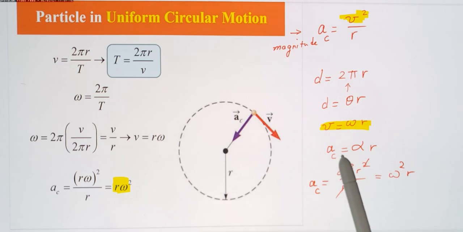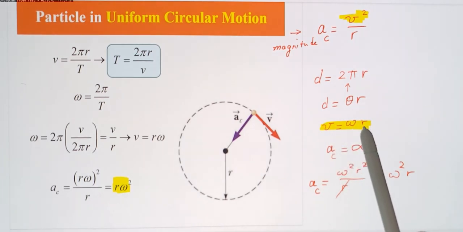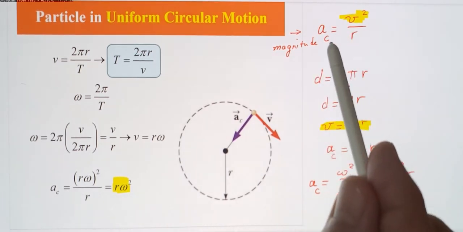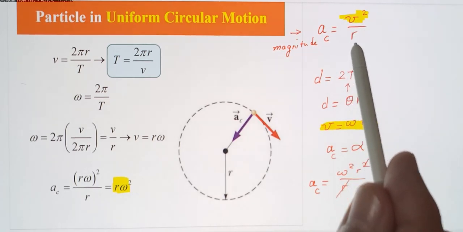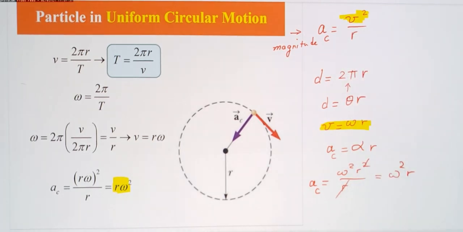This one, how did I get this one? The last equation. This one? Okay, well, we know that V is equal to omega r, and centripetal acceleration is equal to V square over r, so we just substitute.